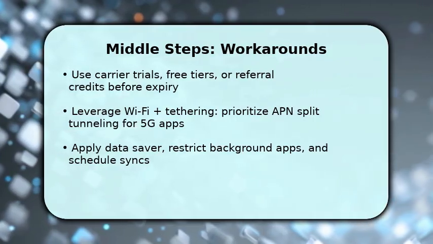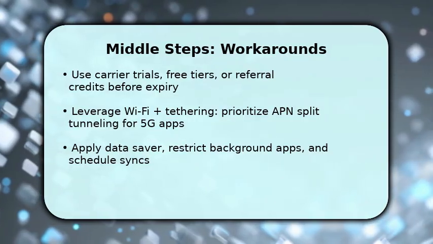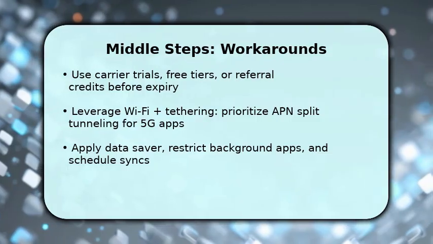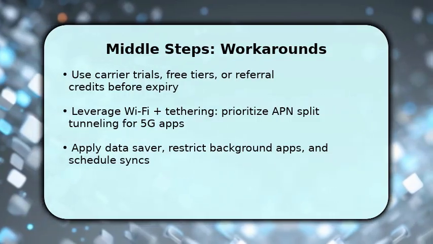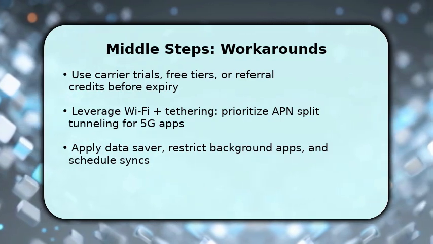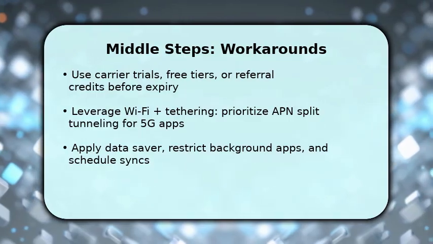Then combine Wi-Fi offload and tethering, route heavy apps over Wi-Fi while assigning critical 5G tasks to a split tunnel so latency-sensitive traffic still uses cellular. Finally, apply aggressive data saver rules, restrict background syncs, and schedule updates during free or trial windows to stretch access.